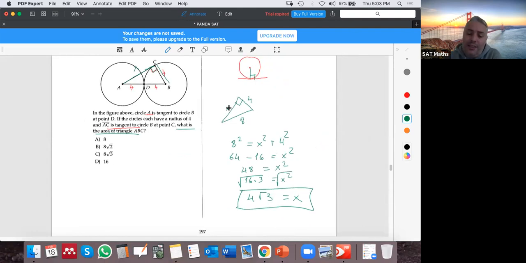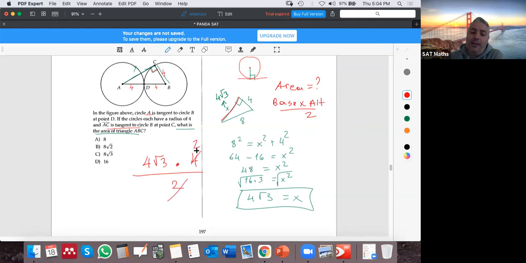So when this is 4 root 3, what is the area? Area is base times altitude divided by 2. So base is now 4 root 3. Altitude is now 4, divided by 2. Simplify 2, 4, 8 root 3. Result comes out. I am waiting for you to check it, please.